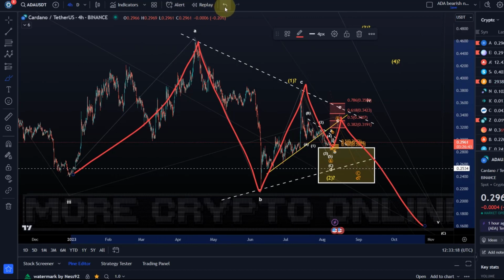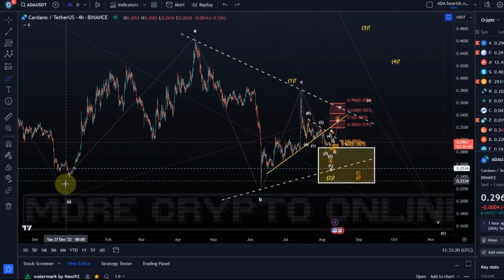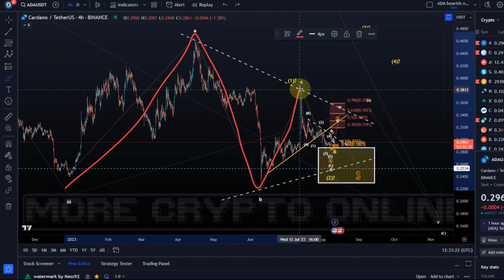Alternatively, and that's where we have different potentials and possibilities on lower time frames, A, B, C, the D wave might still be in the making, and then an E wave.